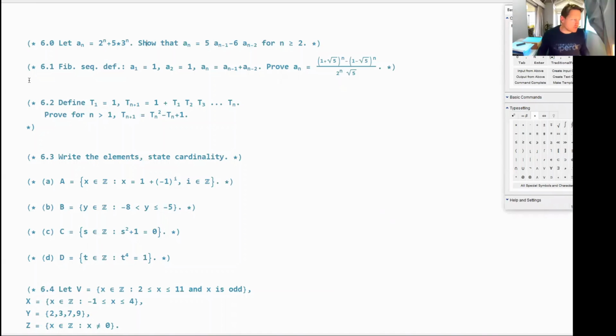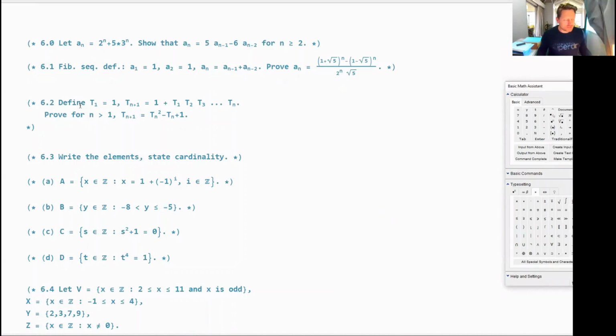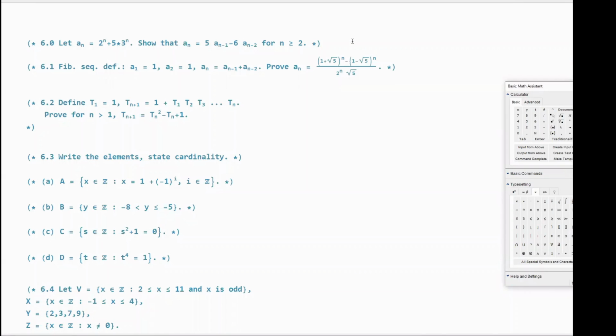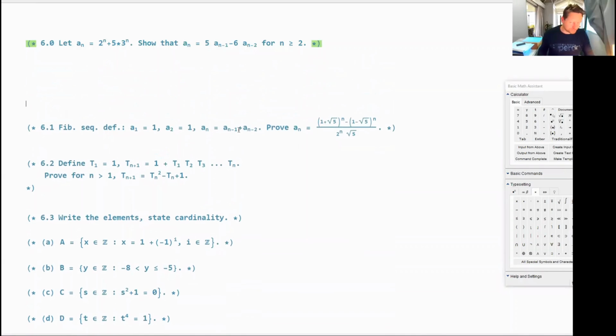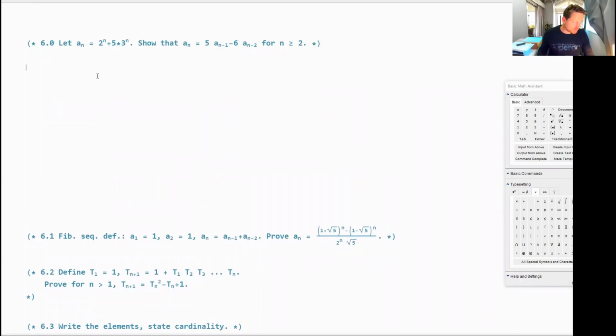So here is our problem set. Can you see this, Jinya? Yeah, I can see that. Okay, great. So let's just begin by doing the first one here. And I'll make some space for it.